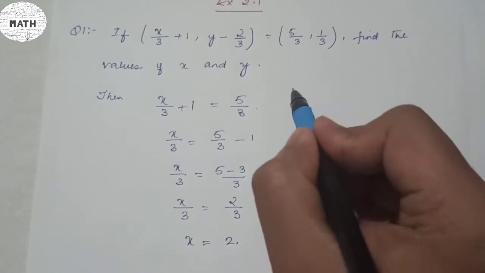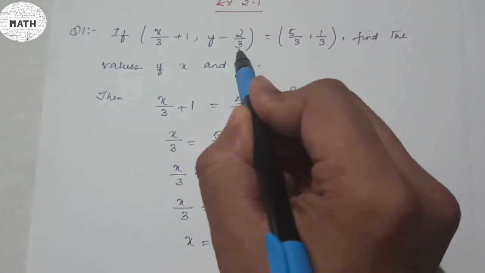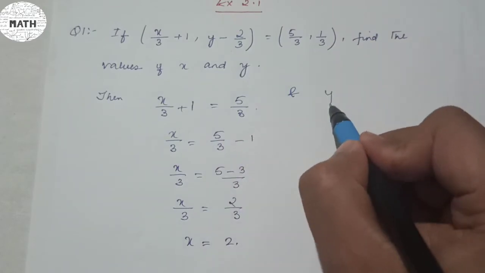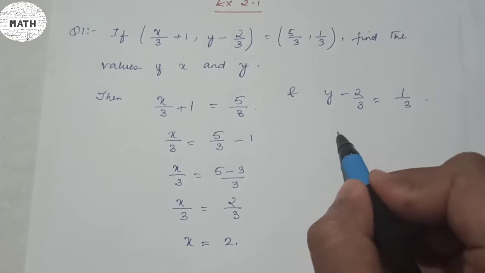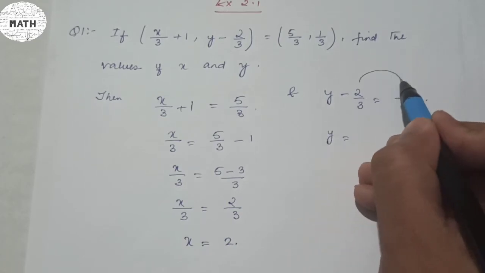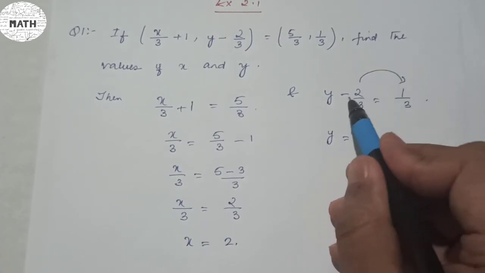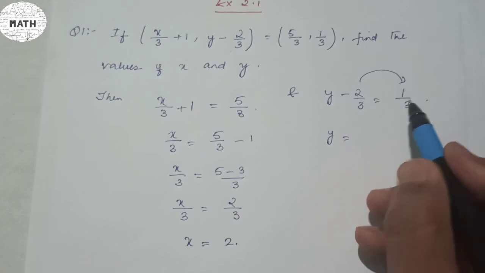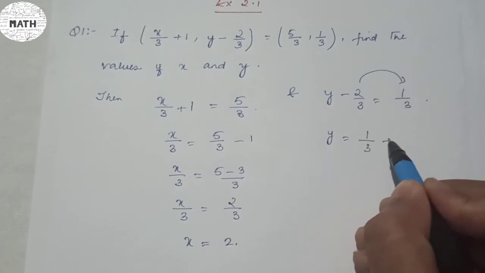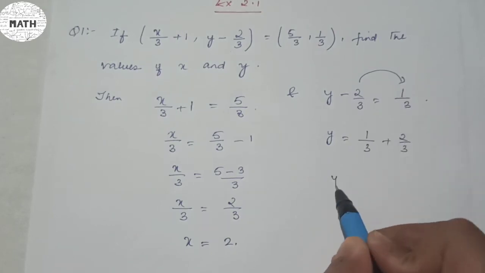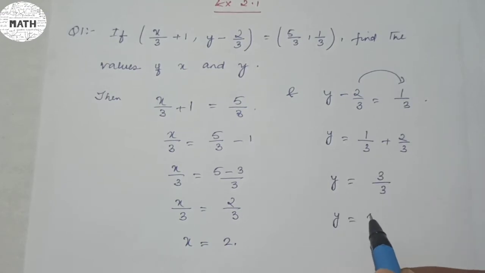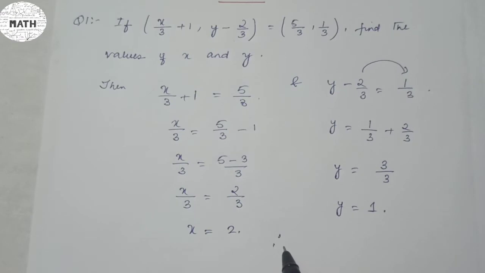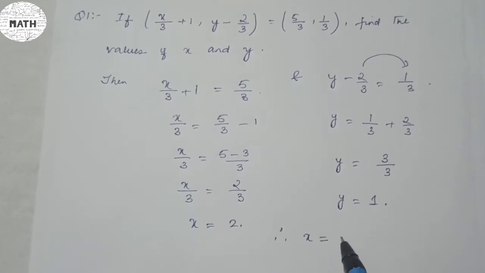Alright, and similarly your second component will be equal to your second one, so that will be y - 2/3 is equal to your 1/3. So that will be y is equal, I'm going to bring this one over here. If I bring this one over here, your minus will be nothing more than your addition. So that will be 1/3 plus 2/3. So y is equal to 3/3, so y is nothing more than your 1. Therefore I can say that your value for x is equal to 2 and y is equal to 1.